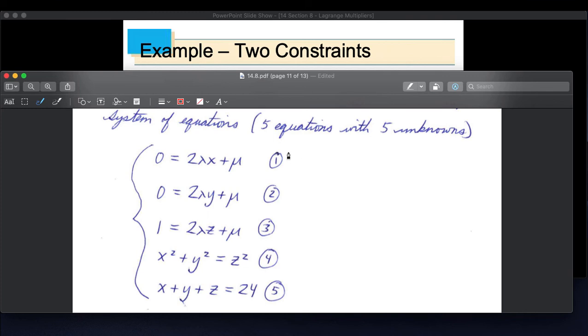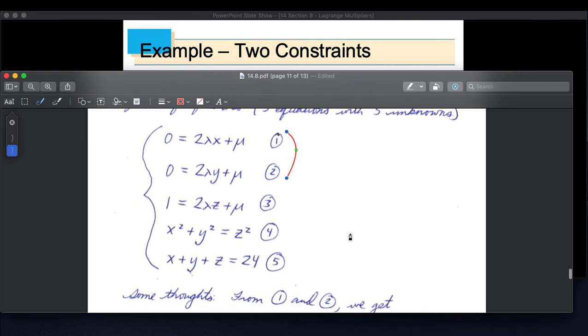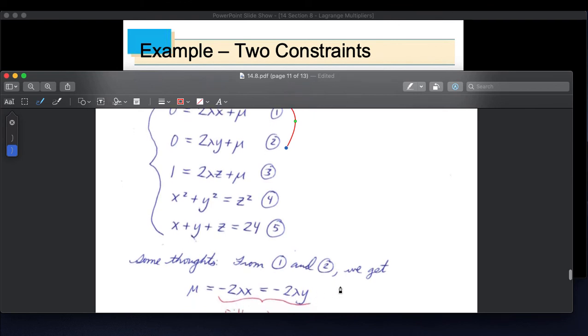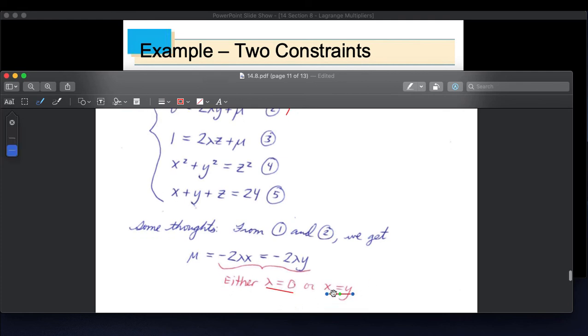So for example, if I first take a look at the first two equations, take a look at equation 1 and equation 2. One suggestion I have for you is to go ahead and solve for mu for the first two equations. So notice from the first two equations, if I solve for mu in the first equation, I get this, mu equals negative 2 lambda x, and which also, mu equals here to negative 2 lambda y. And the only way this is possible is if either lambda is 0 or x equals y. That's the only way that's possible.